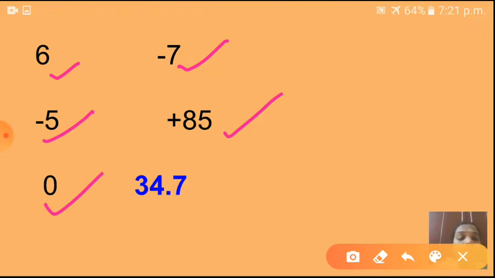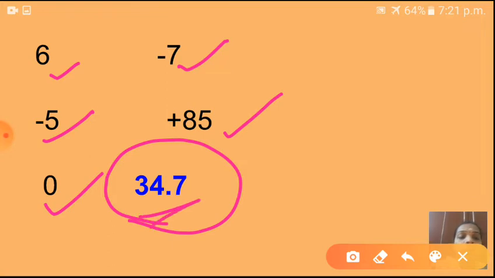So that fraction also we studied, isn't it children? We studied positive numbers, negative numbers, whole numbers, natural numbers, even fractions also we studied, isn't it children? 1 upon 2, 3 upon 4, these are fractions. And here one number I have given, that is 34.7. How can you read this number? Yes, 34.7. This is a decimal number.